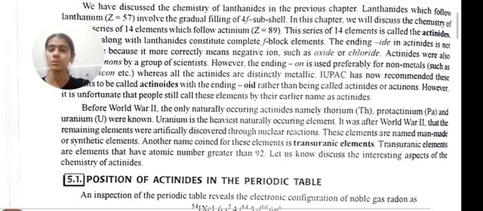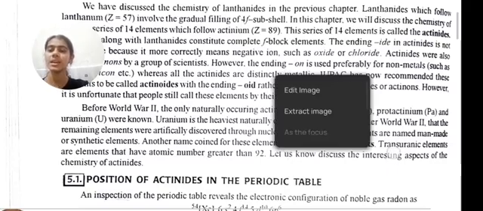Before World War II, only the naturally occurring actinides, namely thorium, protactinium, and uranium, were known. Uranium is the heaviest naturally occurring element. It was after World War II that the remaining elements were artificially discovered through nuclear reactions. These elements are named man-made or synthetic elements. Another name coined for these elements is transuranic elements. Transuranic elements are the elements that have atomic number greater than 92.